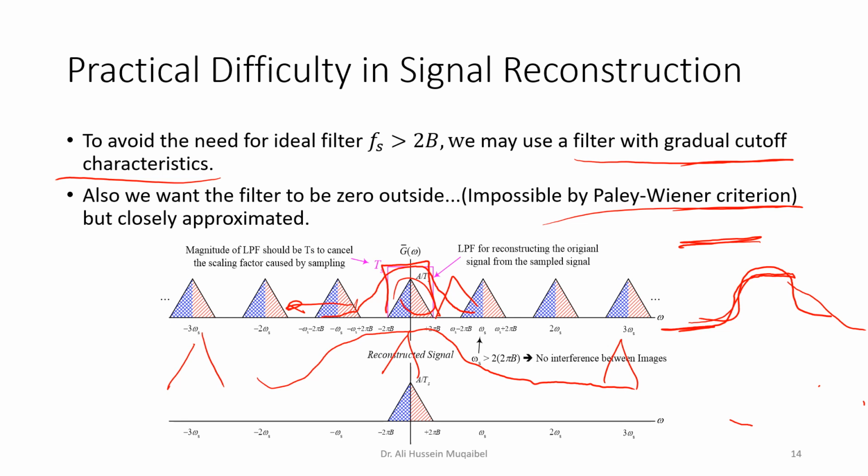So in the last two slides, we have seen the impact of practical sampling, not a big problem. For practical reconstruction, we need to sample above the Nyquist rate.